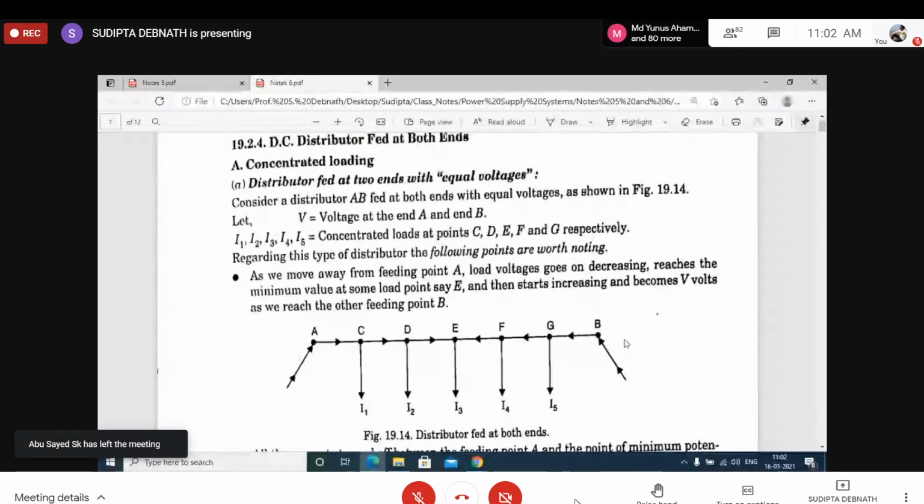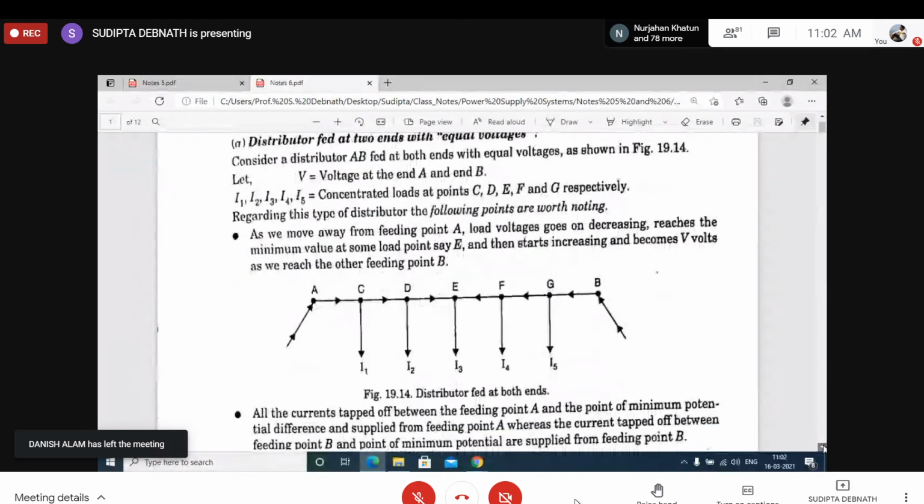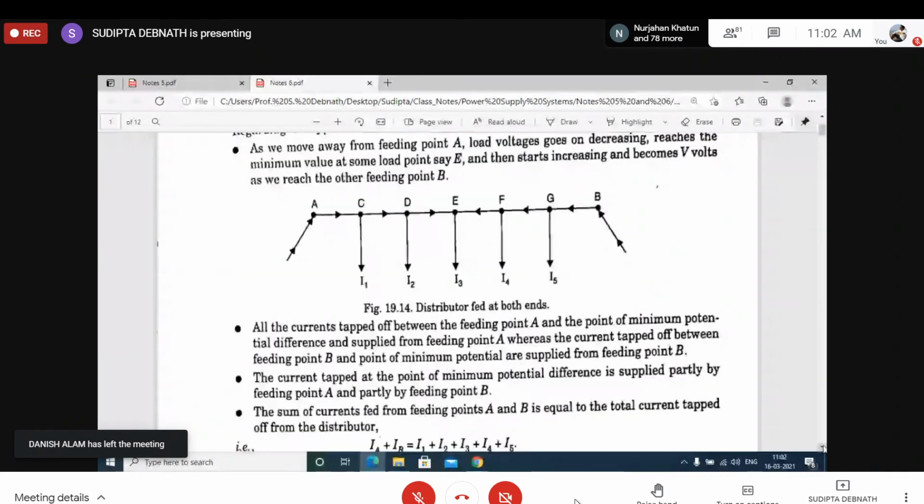So you have to find out the voltage drop in different sections and you have to equate it to 0. Because there will be no voltage drop overall. Somewhere the voltage drop will be maximum, but gradually it will again become less. Now let us see what is the approach. So many things are written here. I will not discuss them.